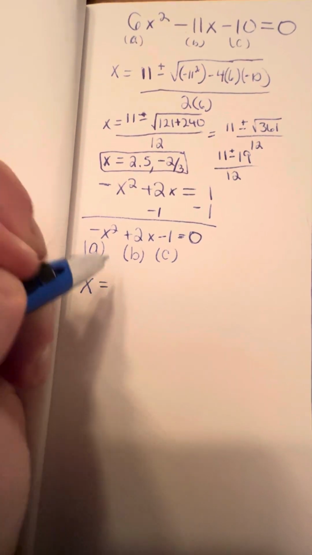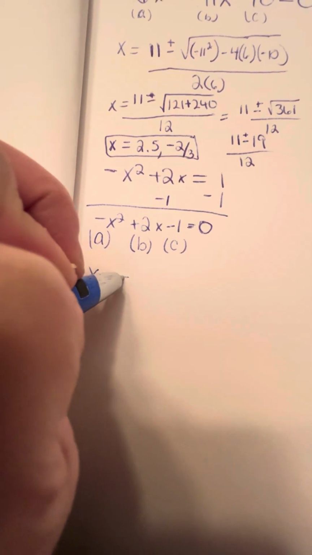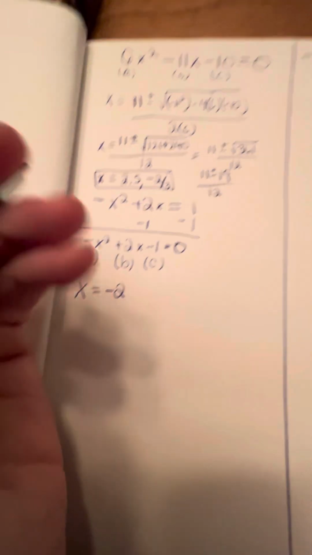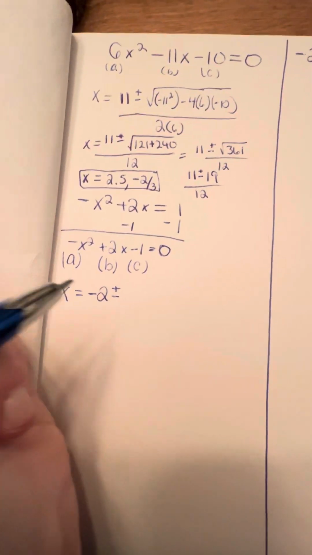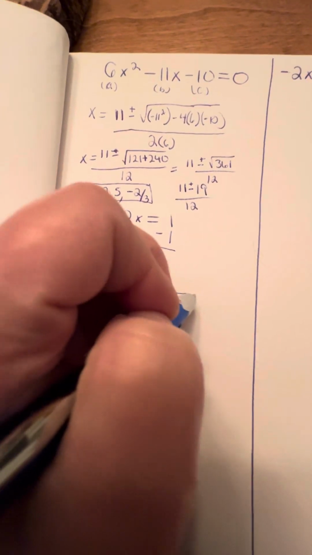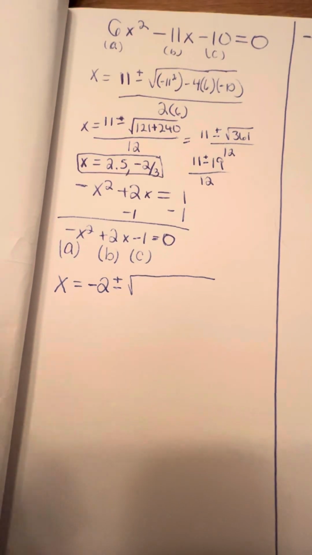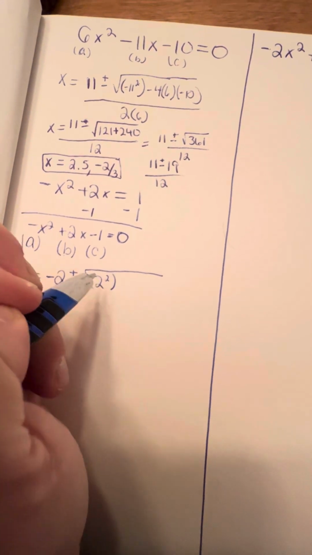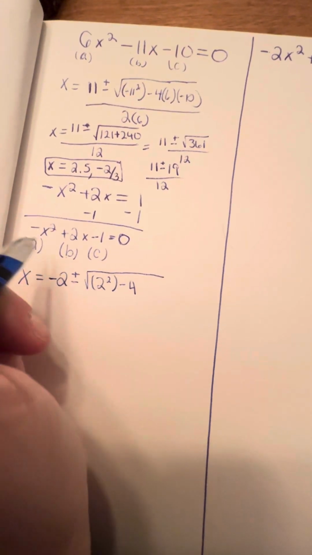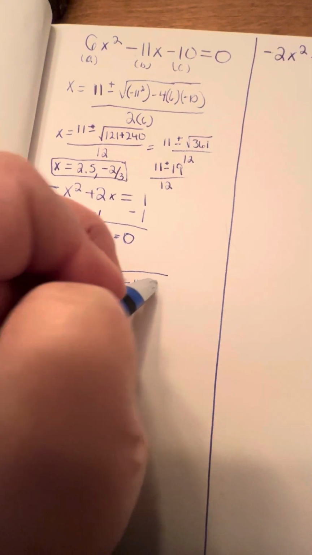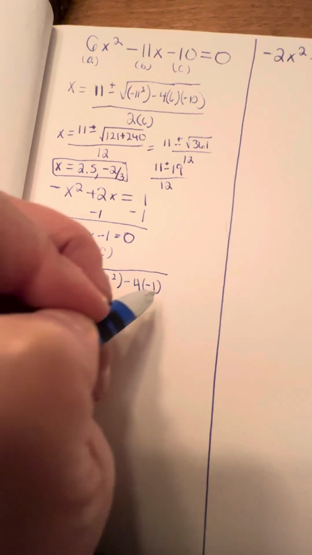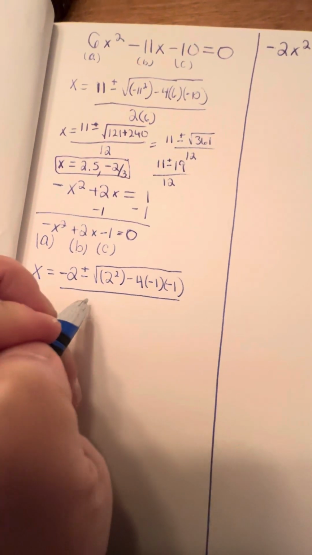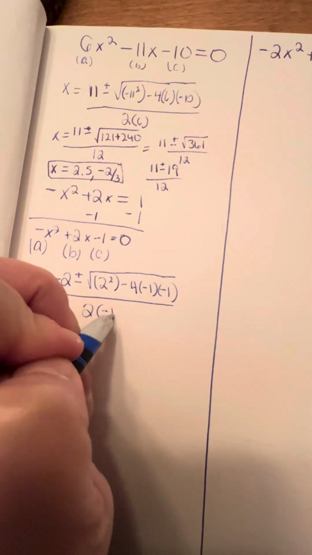x is equal to, we have a negative b, so negative, the b value here is 2. So we're going to put a negative in front of that 2 because it is a positive. And then we put plus or minus, because anytime we square root something, we have to think about the positive as well as the negative value of that answer. b squared, so our b is 2, so we're going to do 2 squared. And then minus 4 times our a, which in this case is a negative 1, and then our c value, which is also a negative 1, all over 2 times our negative 1, which is a.